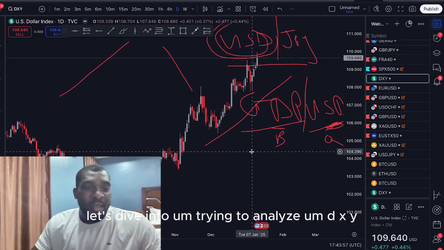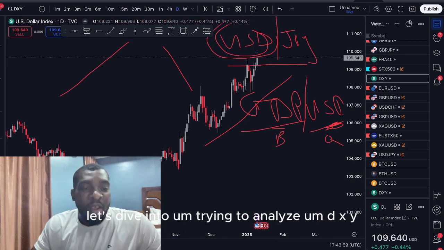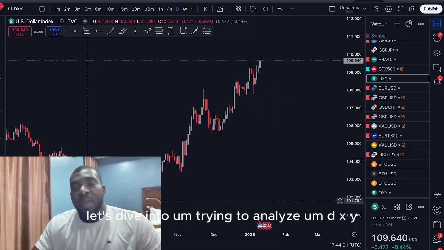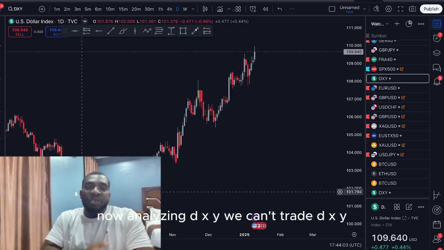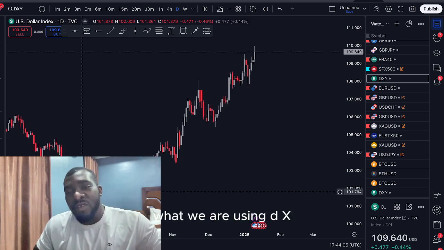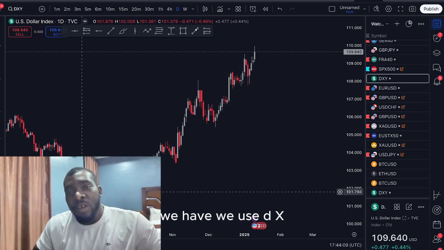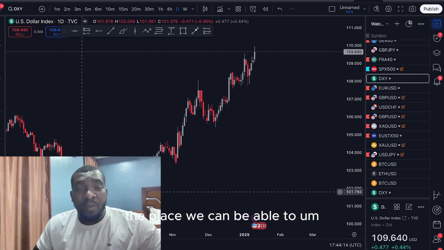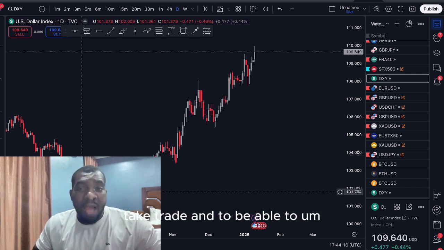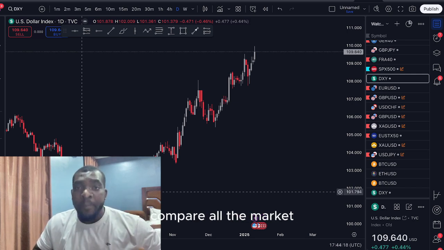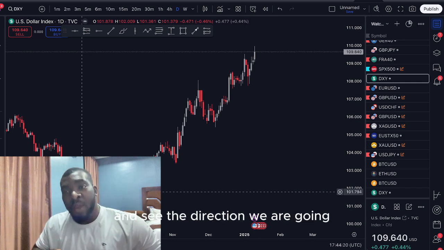So with this explanation, let's dive into analyzing DXY. Now, we can't trade DXY. What we are using DXY for is to know the directional bias of the market. We use DXY to know the place where we can take trades, and to compare other markets and see the direction we are going.